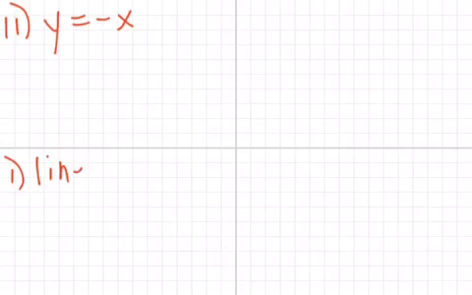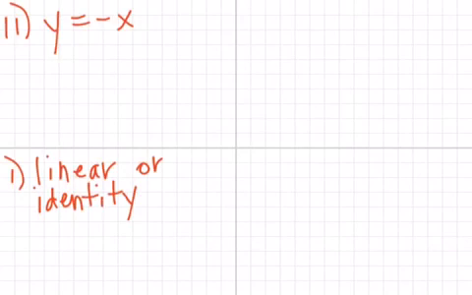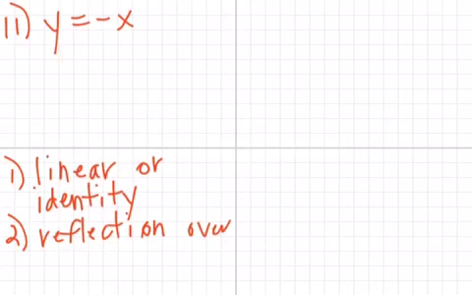Okay, look at number 11 on the same page, and it has y equals negative x. The first part of the question is, what is the name of the parent function? Well, this would be linear, or sometimes they call it the identity. If you look in your notes, y equals x is the identity function. In this case, you can use either. The second part says identify the translation. This would be a reflection over the x-axis. And I'll show you what that means here in just a second.